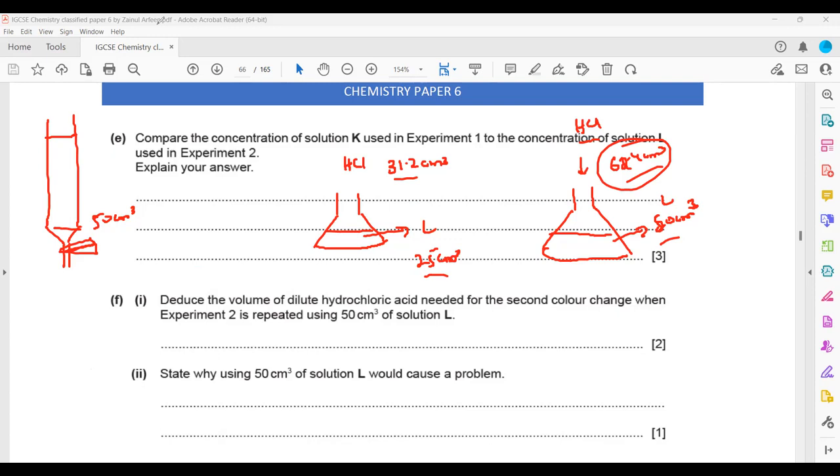So deduce the volume here. How do you get 2 marks for this? 1 mark, you predict the volume, like you said, 62.4 cm³. And what is the second mark? Because the volume doubles, so double volume of L, you need double volume of HCl. And why does using 50 cm³ of L cause a problem? The problem is we have to refill the burette.